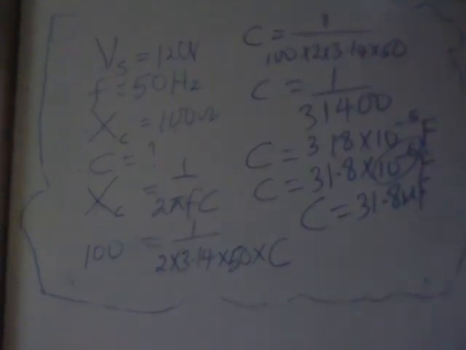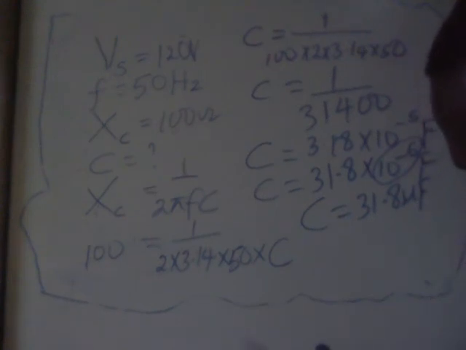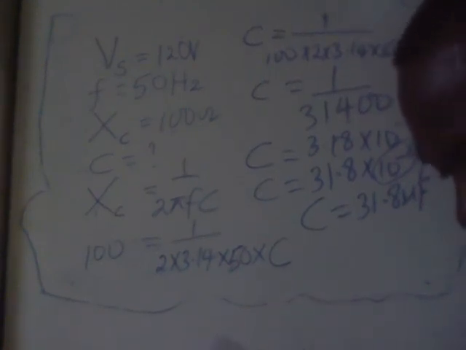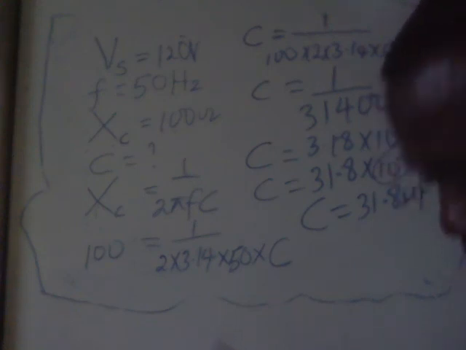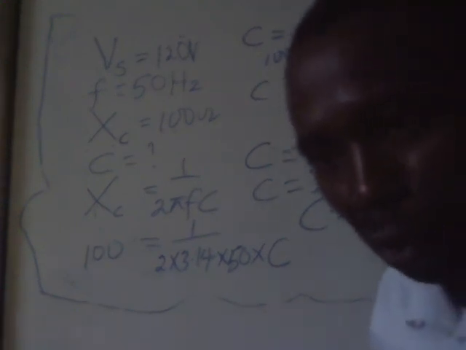So our options: option A, 31400 microfarad. That's wrong. Option B, 6445.8 microfarad. Wrong. Option C, 155.1 microfarad. Wrong. Option D, 106.3 microfarad. Option E, 31.8 microfarad. Option E is the correct answer for number 40.